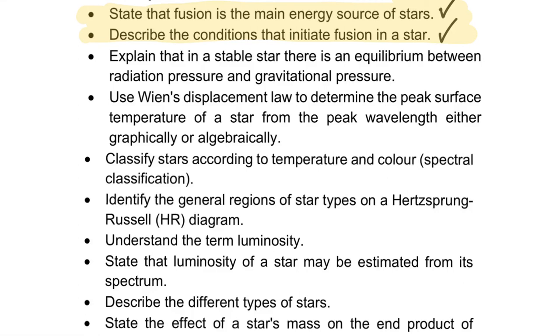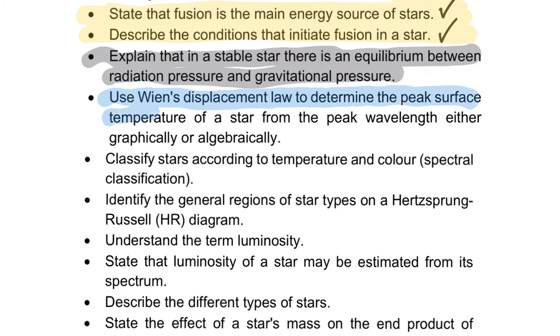Welcome to the second lesson on astrophysics and cosmology. In this lesson, we are going to try and achieve the following outcomes, namely, explain that in a stable star there is an equilibrium between radiation pressure and gravitational pressure, and then use Wien's displacement law to determine the peak surface temperature of a star from the peak wavelength, either graphically or algebraically. So these are the two learning outcomes that we are going to aim to achieve in this lesson.